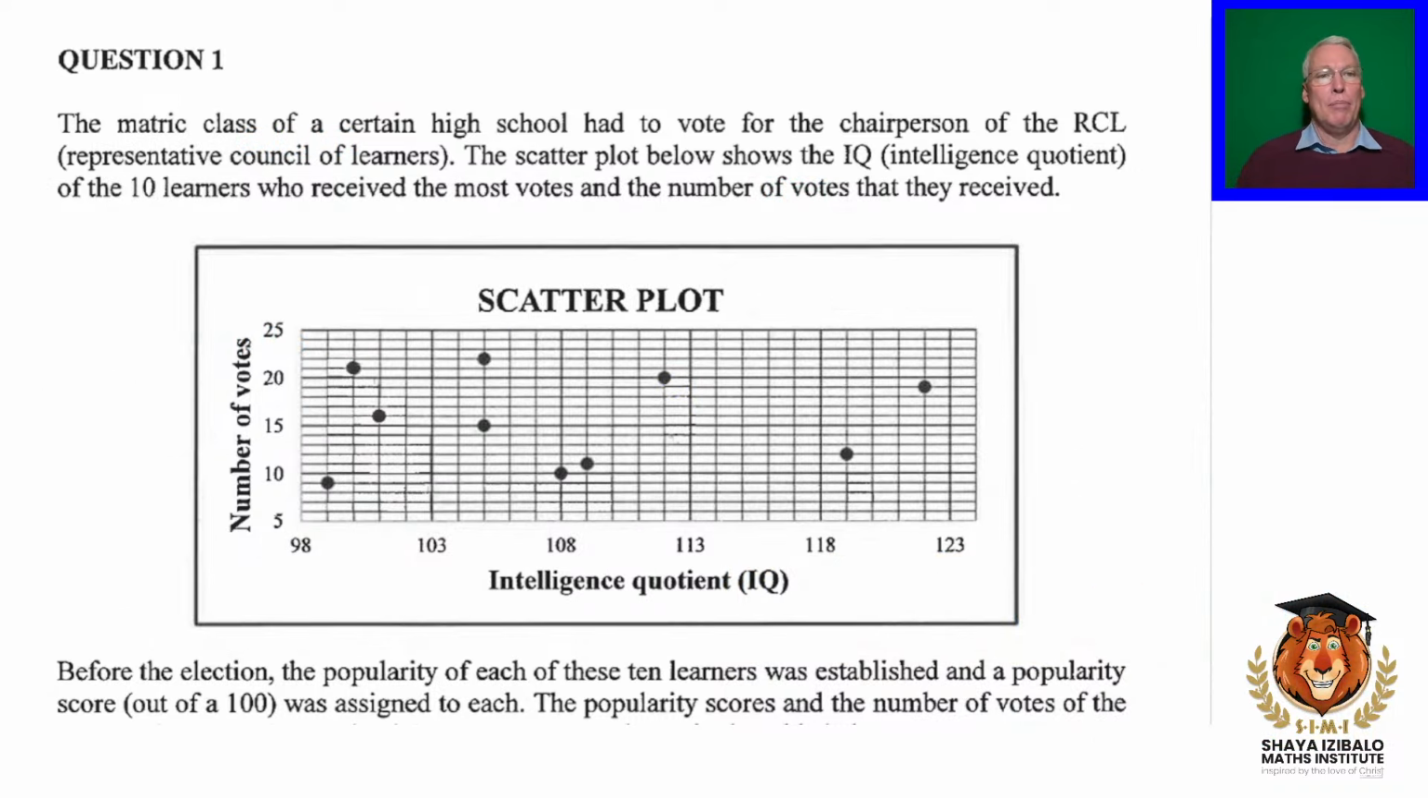It's actually a past DBE exam from a couple of years ago. And this first question talks about a matric class which had to vote for the chairperson of the Council of Learners. And there's a scatter plot which shows the IQ of the 10 learners who received the most votes and the number of votes that they received. So for example, this person over here, high IQ and quite a high number of votes.